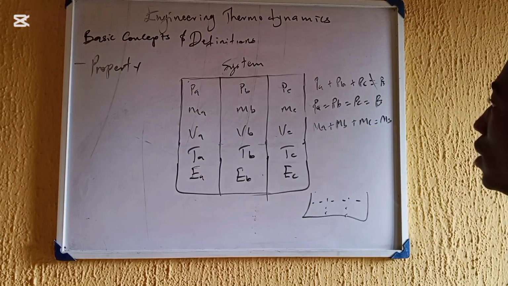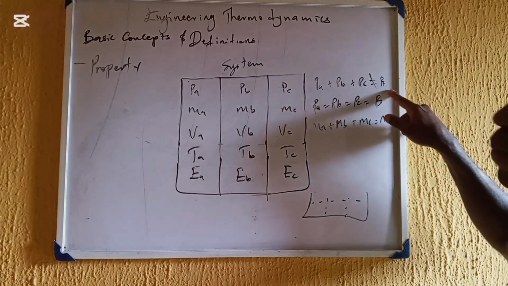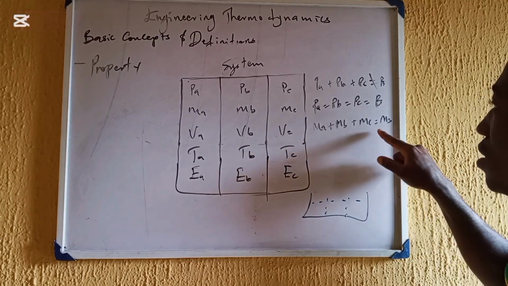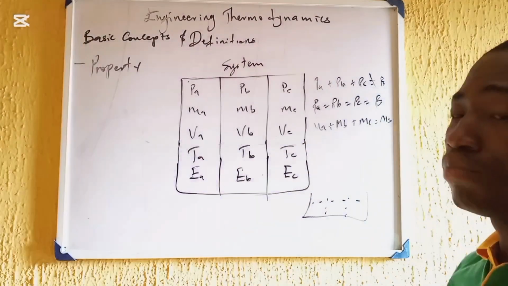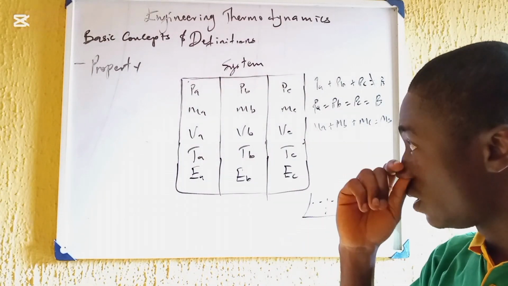That gives you the mass of what? The system. So in the case of pressure, Pa plus Pb plus Pc is not equal to Ps. But in the case of mass, Ma plus Mb plus Mc is equal to what? Ms. So information about a part of the system is not enough to know about the whole system.